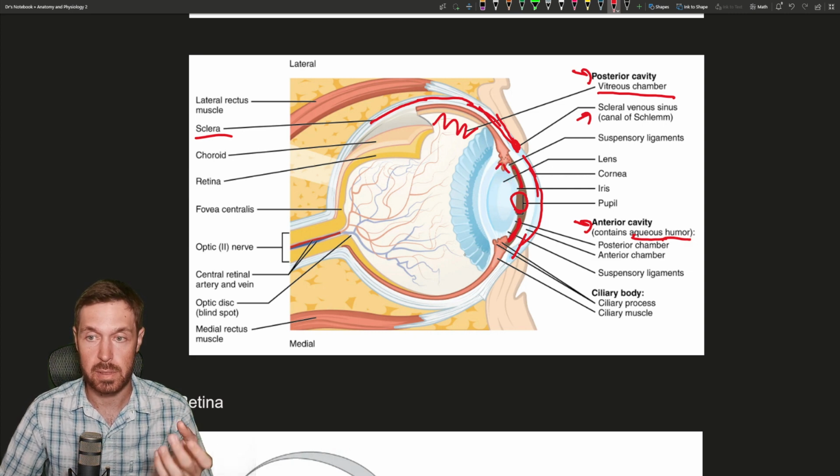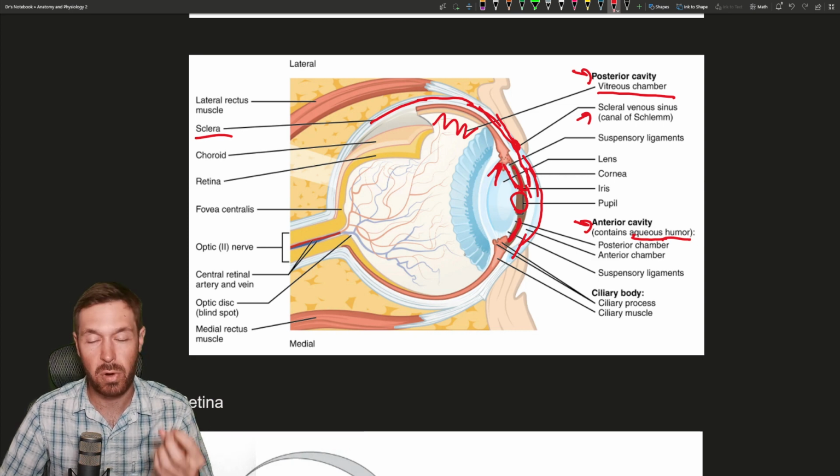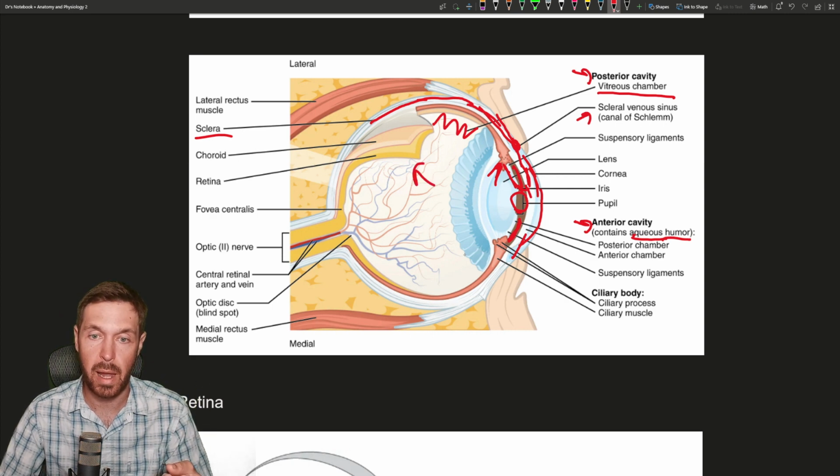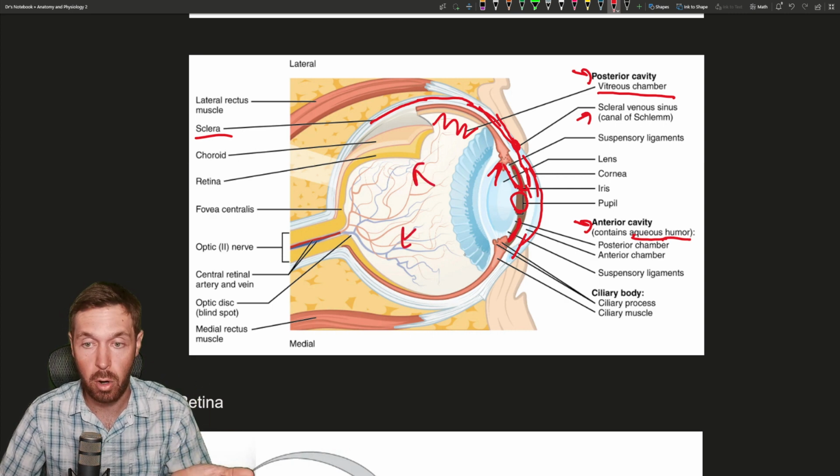Here, these are the suspensory ligaments. It's made from this and rushes out, comes out over the lens, out the pupil, and then drains out the scleral venous sinuses here. Any blockage of that draining can lead to issues, an increase of pressure in the eye, pushing back onto the retina, and that's what glaucoma is.